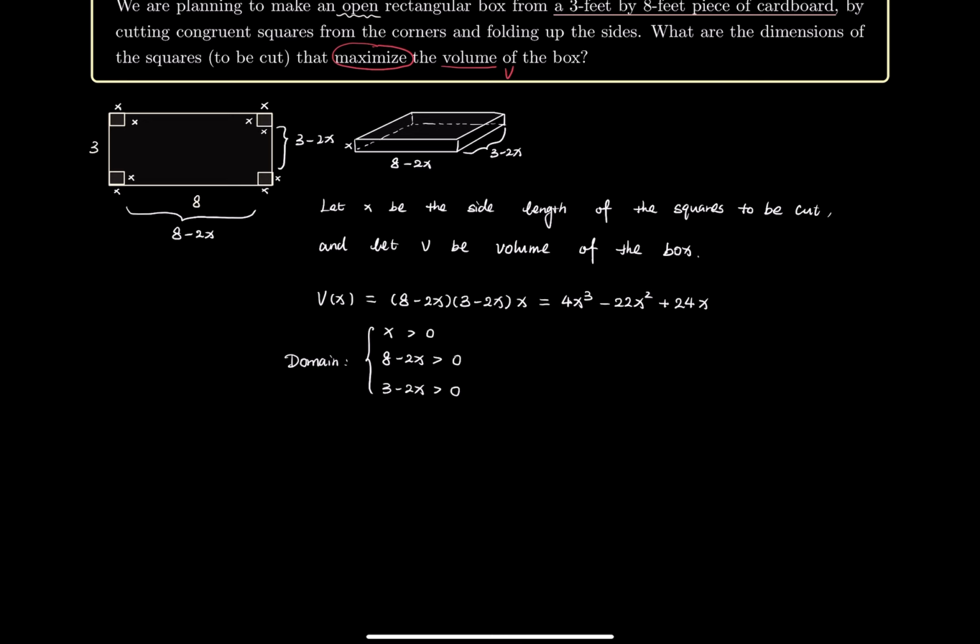Other than that, everything else seems fine, right? So let's figure it out. So the first one would still be x greater than 0. This one, let's simplify it a little bit. You have 8 is greater than 2x. Divide by 2 on both sides, which means x is less than 4. Alright, so now I have two conditions. I have x is greater than 0, x is less than 4.